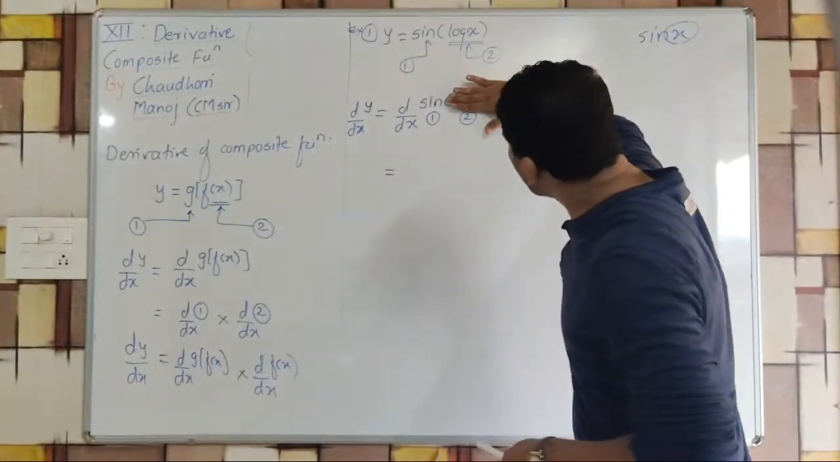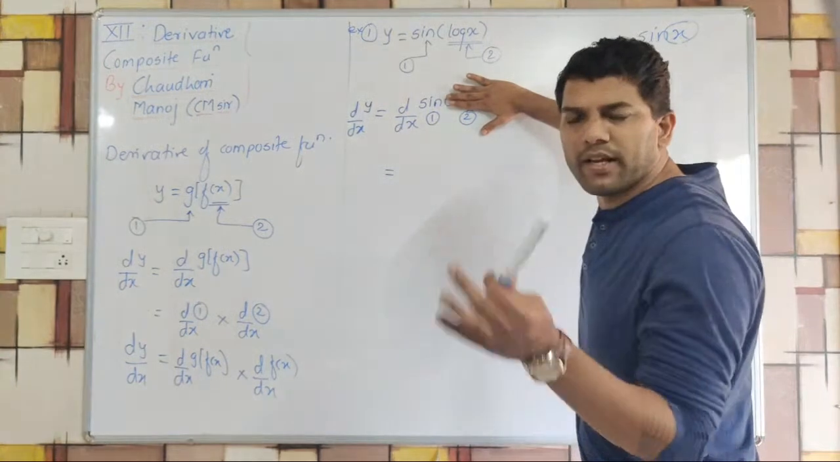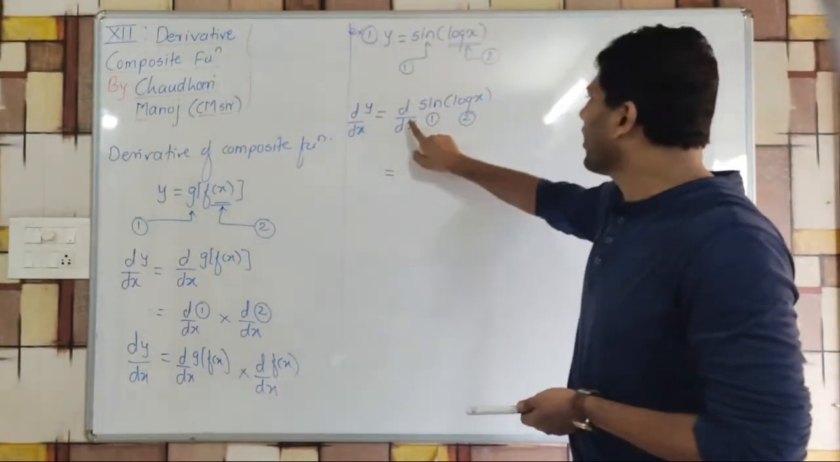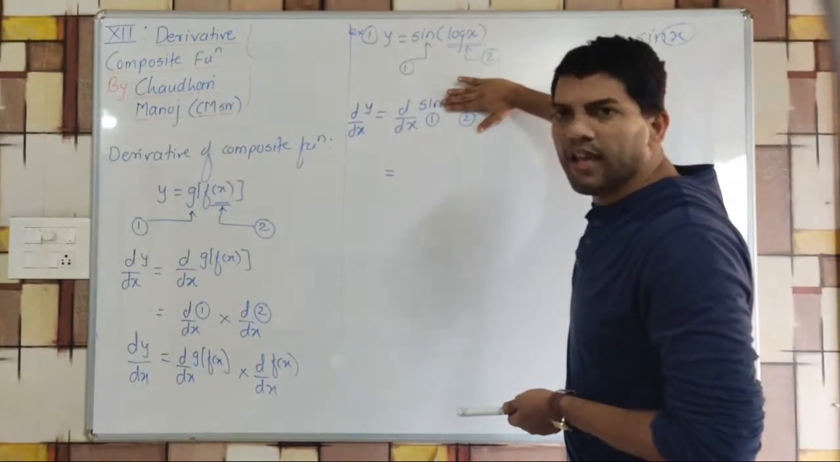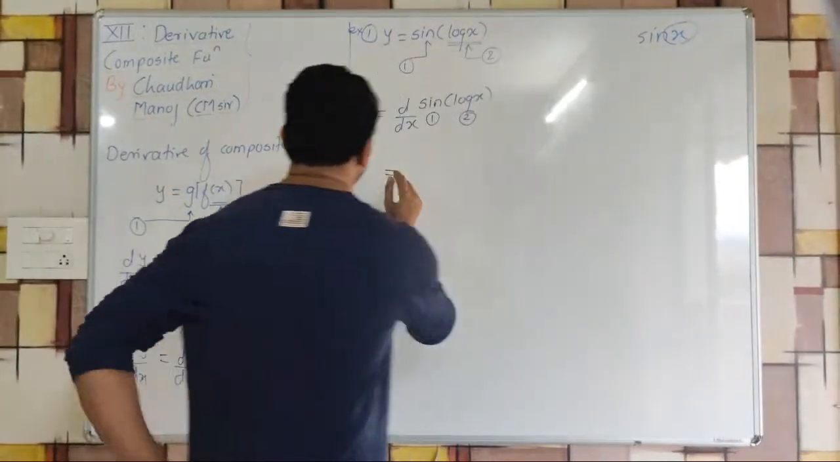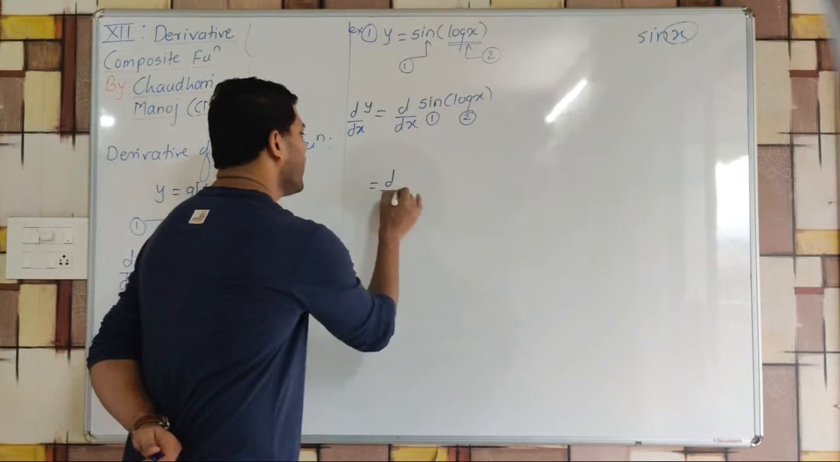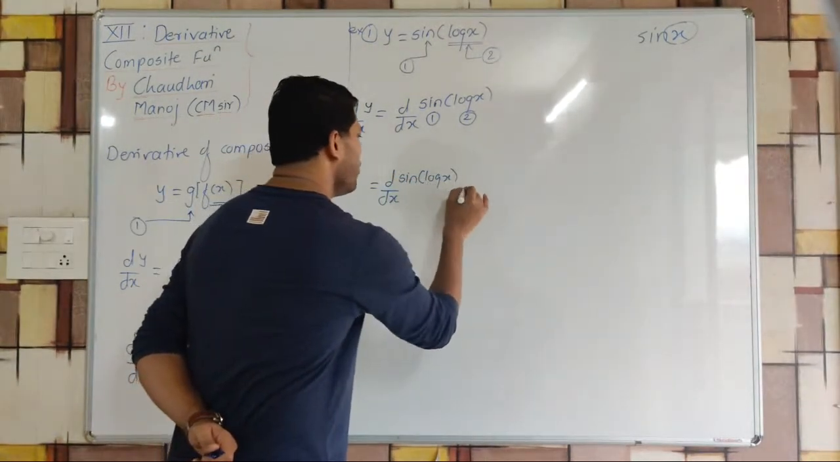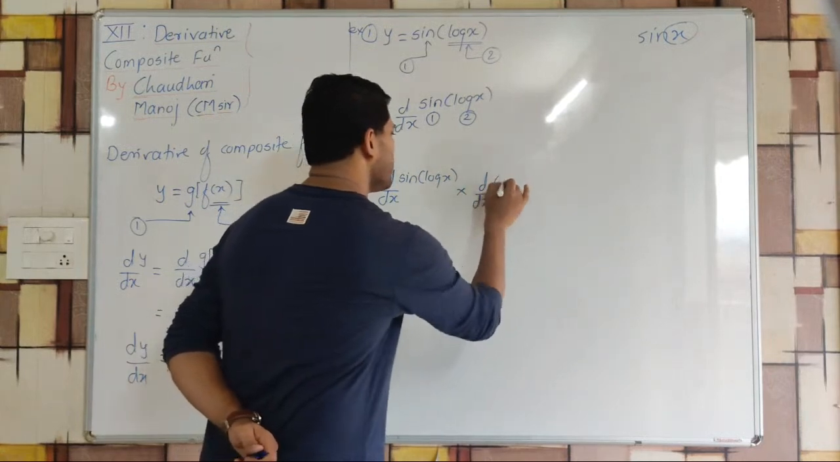Let's assume the second part as x temporarily in your mind. Assume this log x as x. Then it's almost like taking a derivative of sine x. So the derivative of sine x. Let me write it down. It's the derivative of the first part into the derivative of the second part.